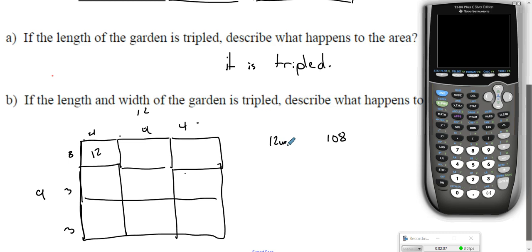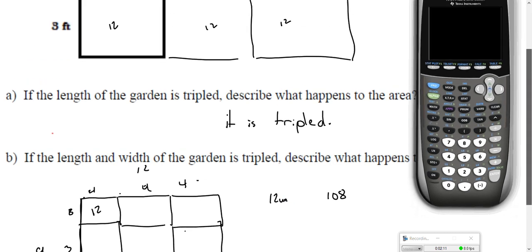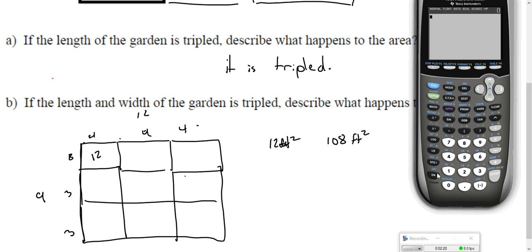units squared. Or is that feet? I think it's feet, isn't it? Feet squared. So now we're thinking about, well, how did these two numbers relate to each other? When it's tripled, what happened here? What happened with this change in area? Well, one way we could just think about it is I could try to divide it and see 108 divided by 12.